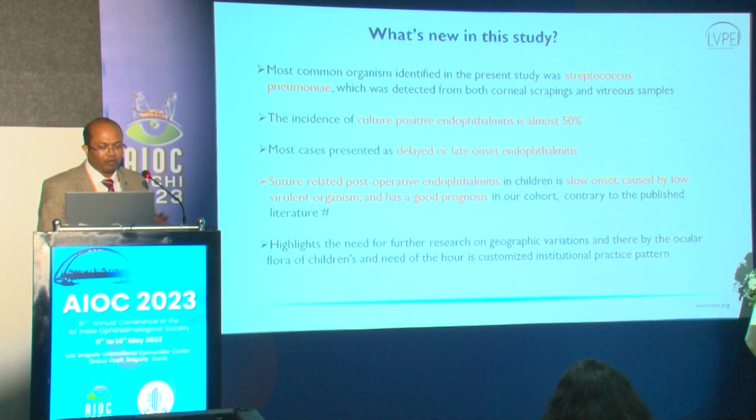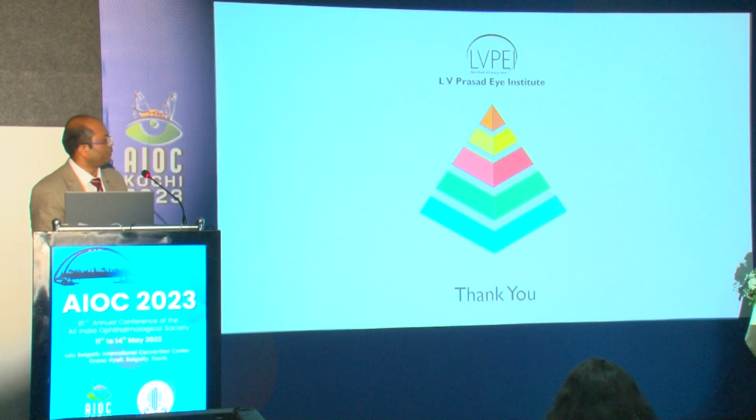So, what's new in this particular study? Streptococcus pneumoniae culture positive endophthalmitis is almost 50%. Delayed or late onset endophthalmitis is common in children, and suture related postoperative endophthalmitis is a slow onset caused by low virulent organisms and has a good visual prognosis. Thank you.